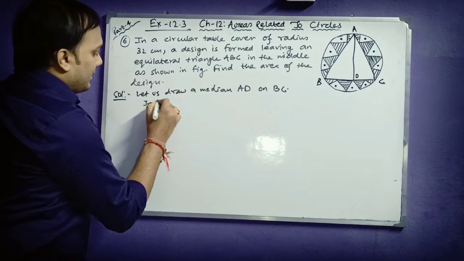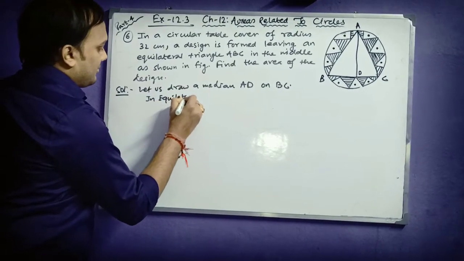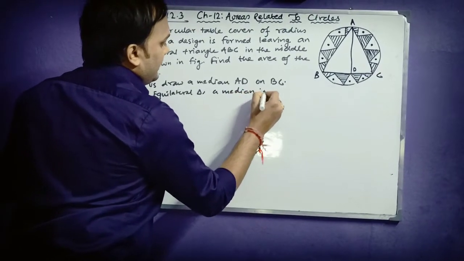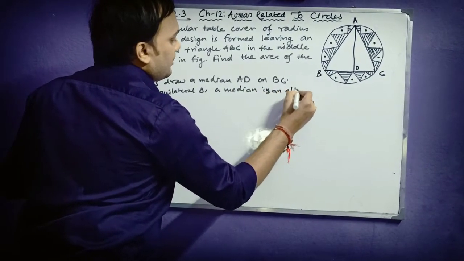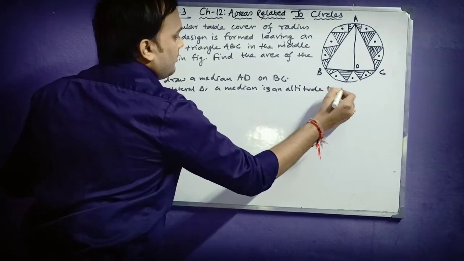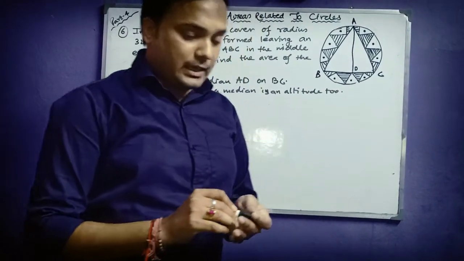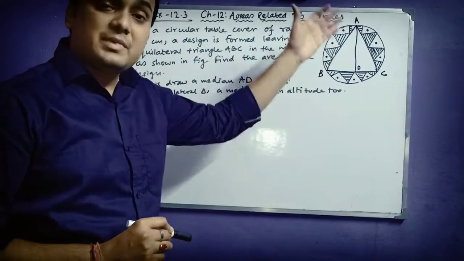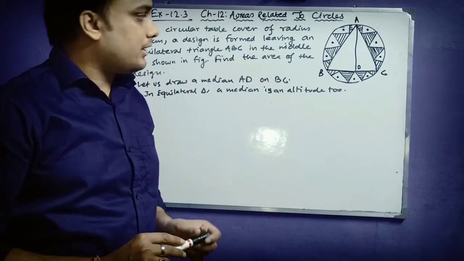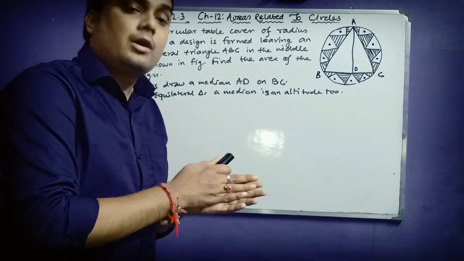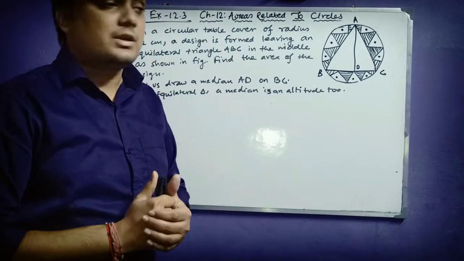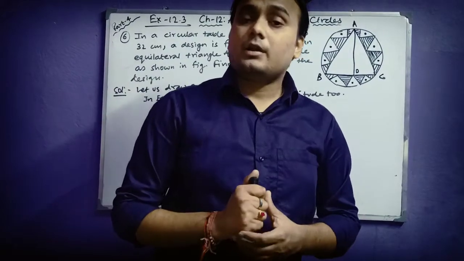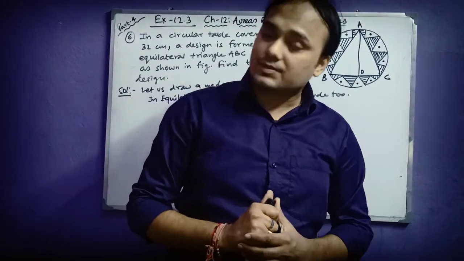So we know that in an equilateral triangle, a median is also an altitude. So whenever you draw a median in an equilateral triangle, that median will also be acting like an altitude. It's only true for an equilateral triangle and partially true for an isosceles triangle.